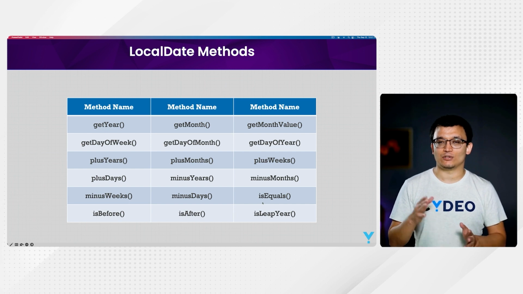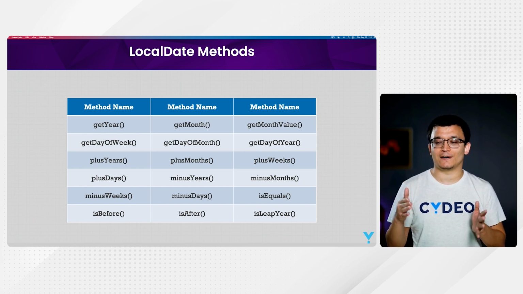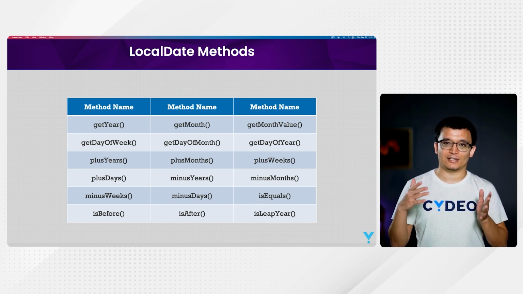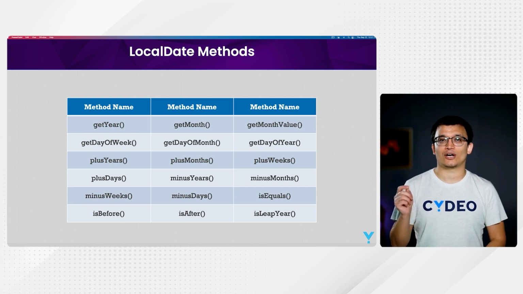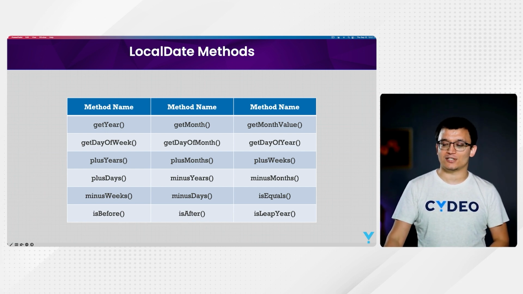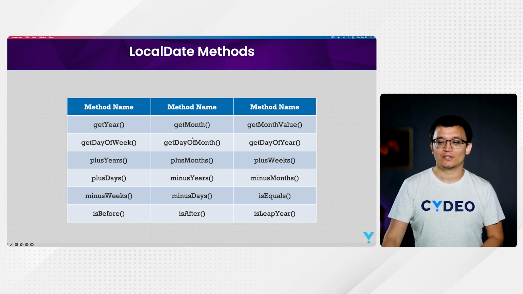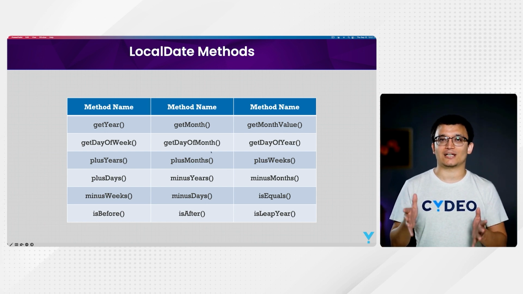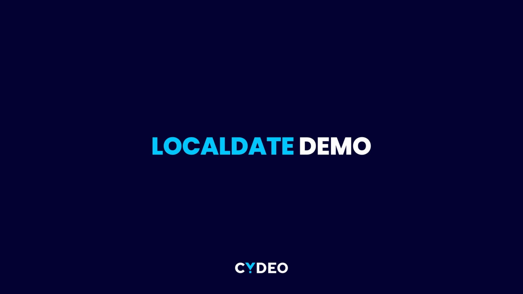Okay, let's say you are trying to verify if a specific year is a leap year or not. Once you have the local date object, you can call the is leap year method to verify it. So once you have the local date object, you have all those useful functions of local date that you can use. We are going to practice with the local date class.